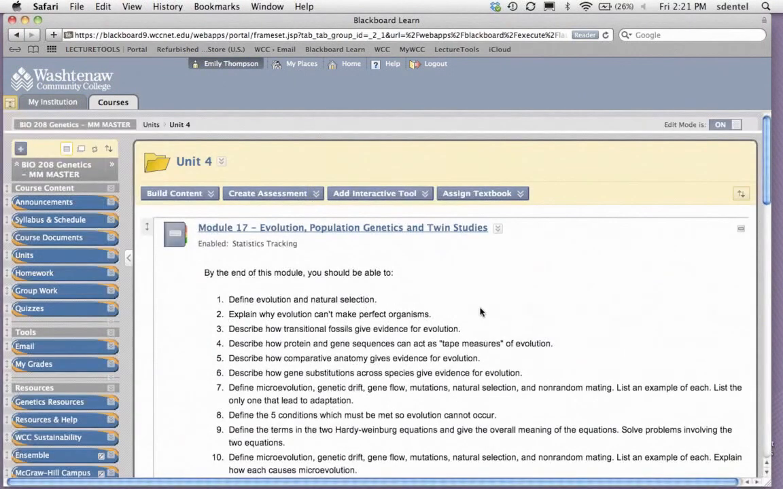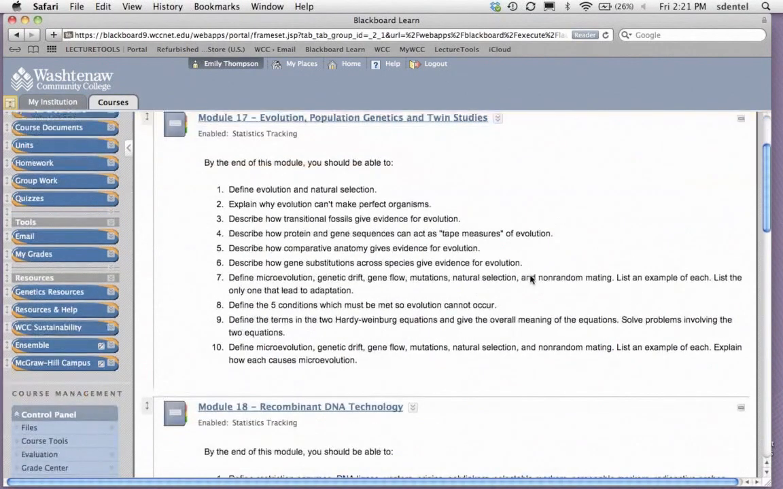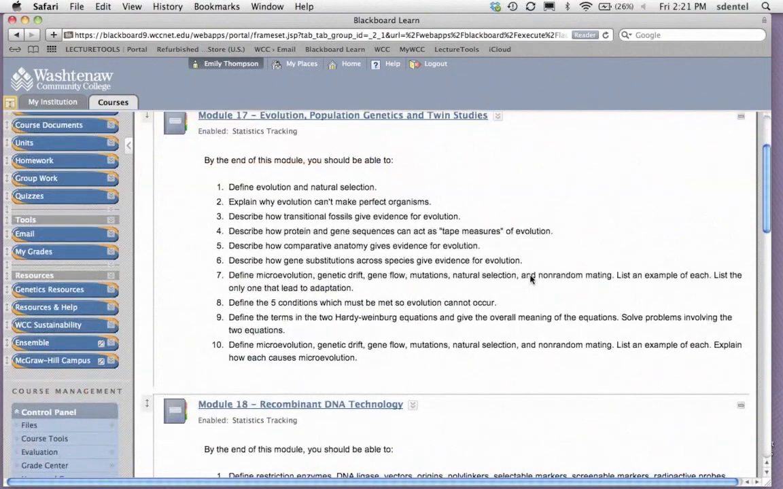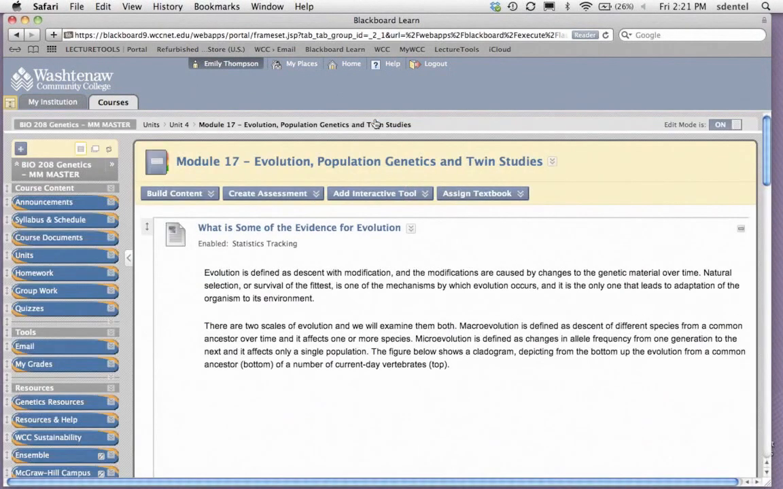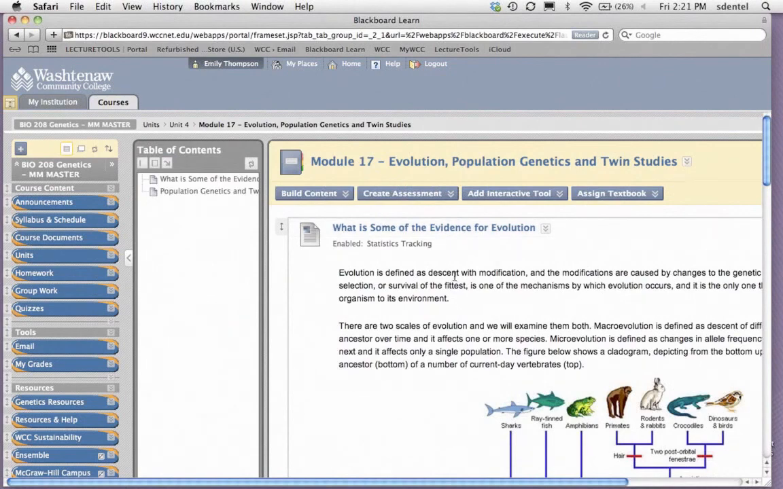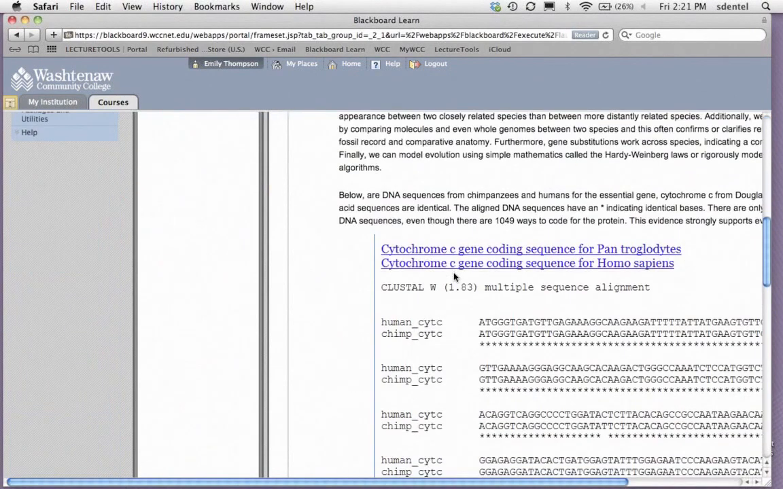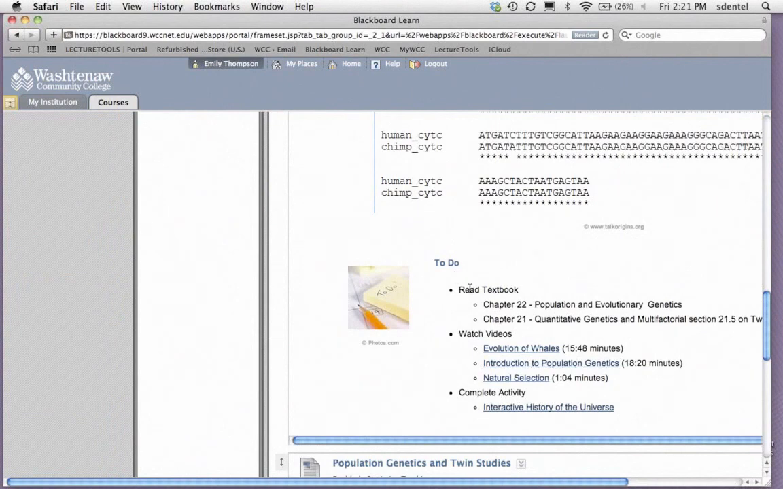I was able to realize a long-time dream of giving a lecture at the University of Michigan Museum of Natural History, and I was able to do that for this course. So students would read the page and they would come here to the instructions in the to-do list to watch the videos, and this is the evolution of whales.